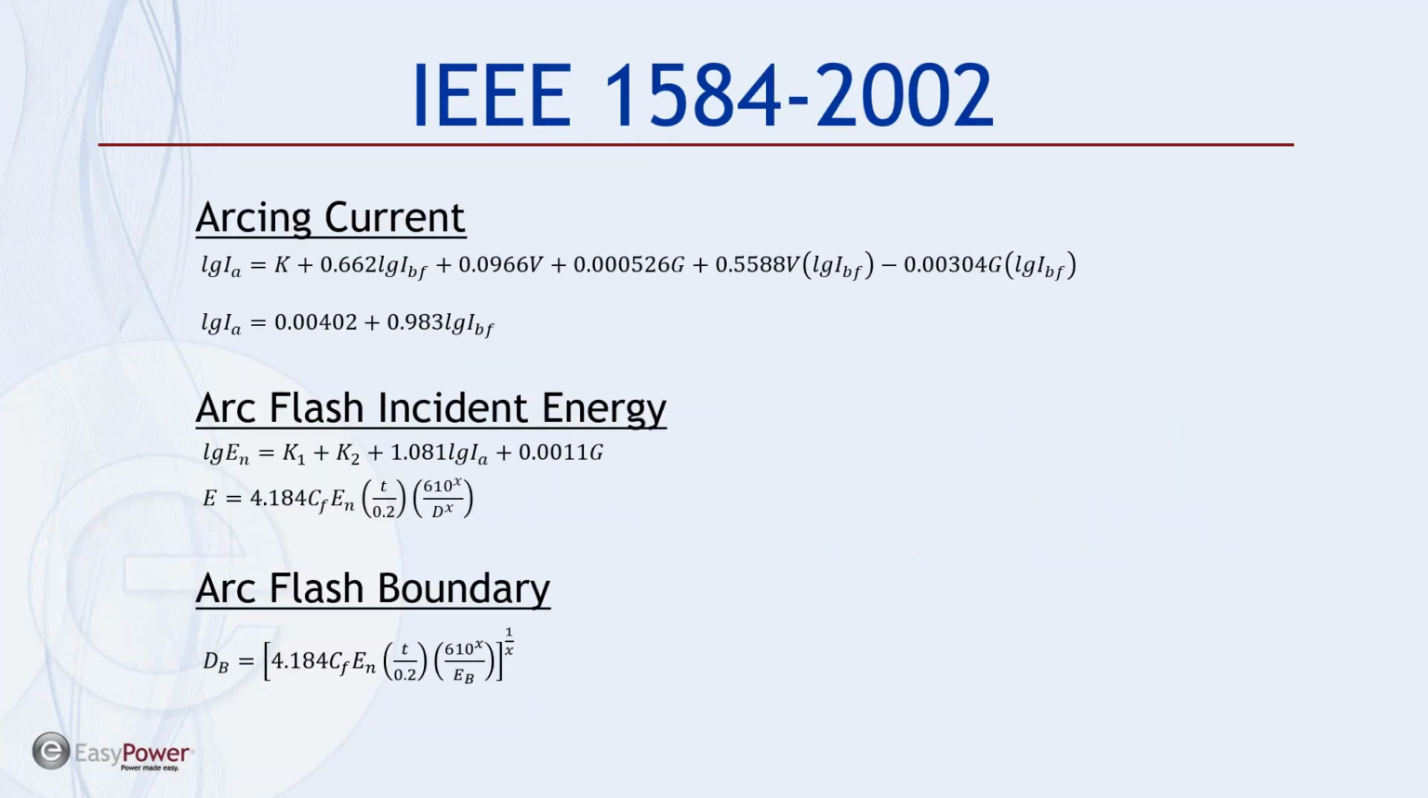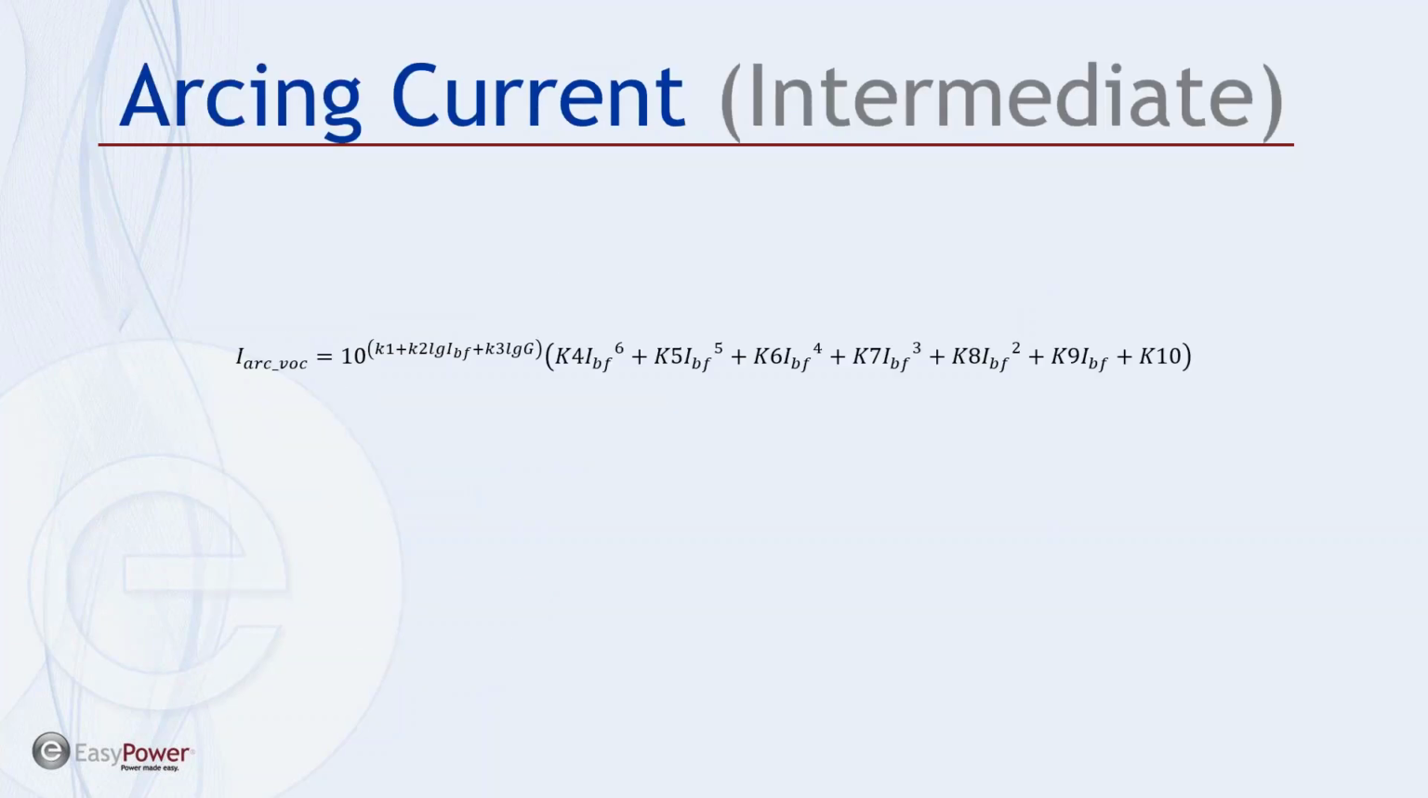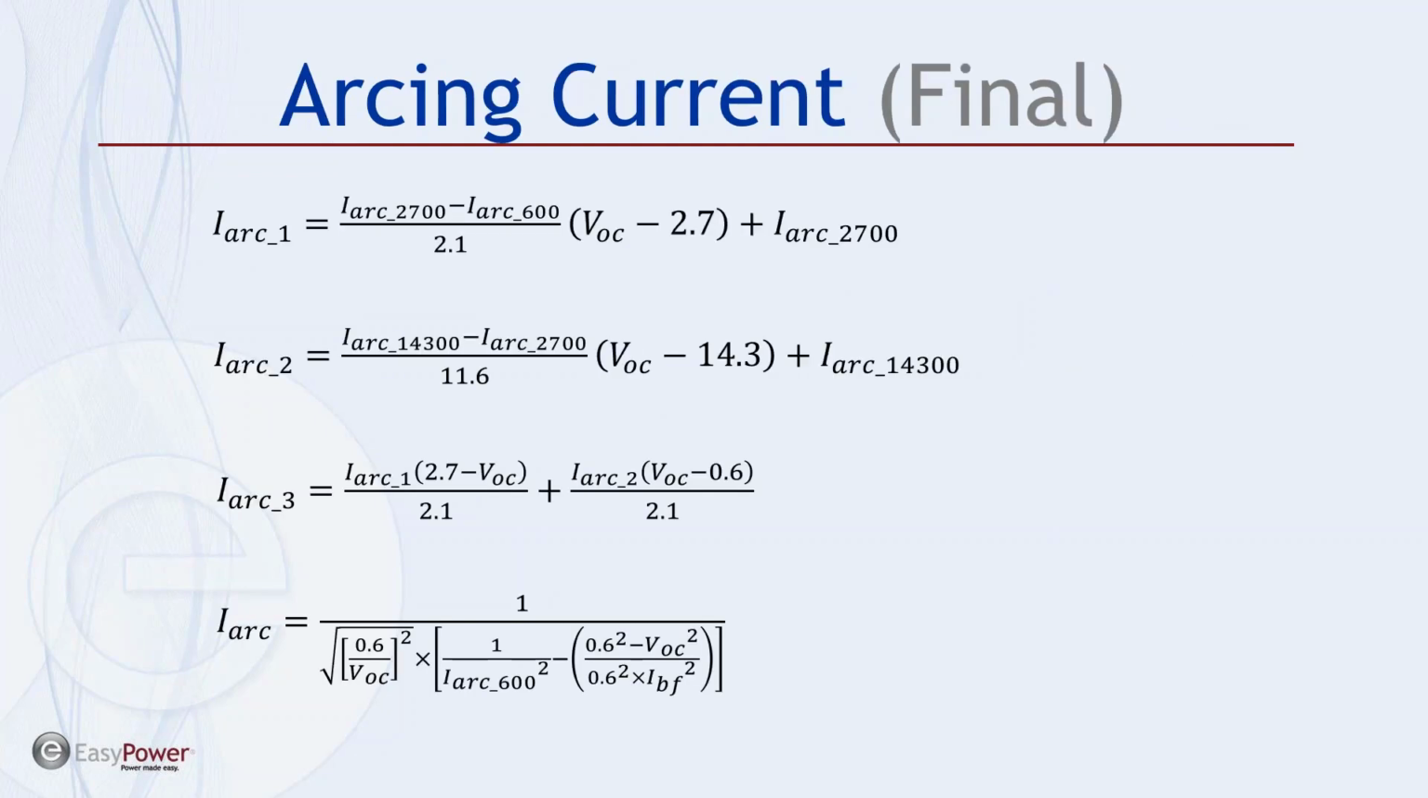Back in 2002, the results of the regression or curve fitting effort done with the database that was constructed at the time produced these 4 or 5 equations to be able to produce arcing current, incident energy, and an arc flash boundary. With the advent of the new standard, it's a multi-tier approach where we go through one of 3 or 4 different voltage levels to get an intermediate incident energy and arcing current, and then we plot those and interpolate for the voltage that we're actually using.